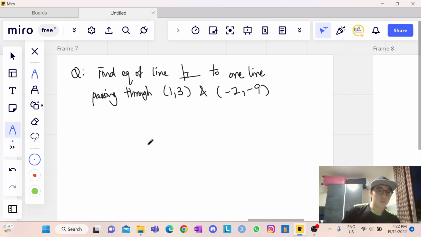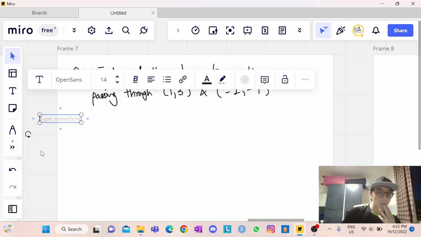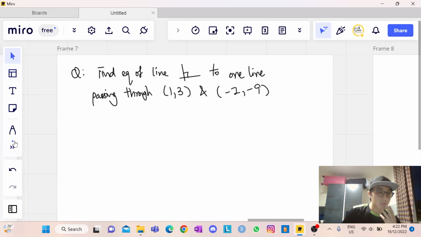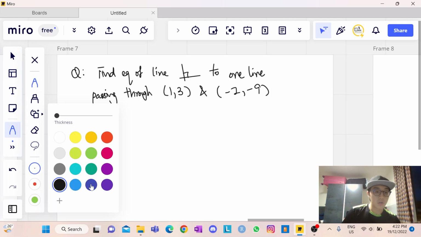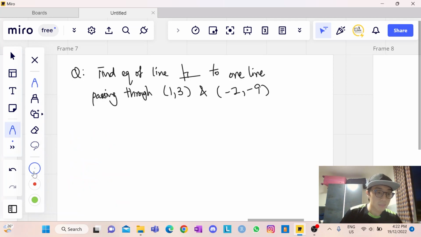How do you look for the equation? Step number 1. Before that, let's interpret the question. You need to find the equation of line that is perpendicular to the original line that passes through these two. So in diagram terms, you're not looking for the line which passes through these two. You're looking for the one perpendicular to it.